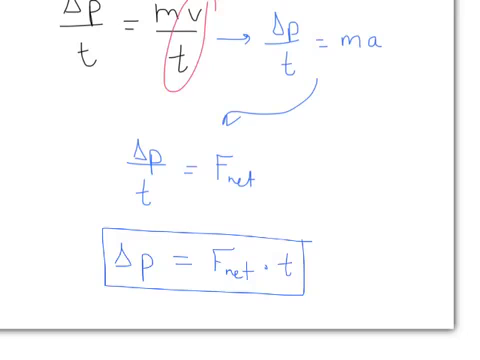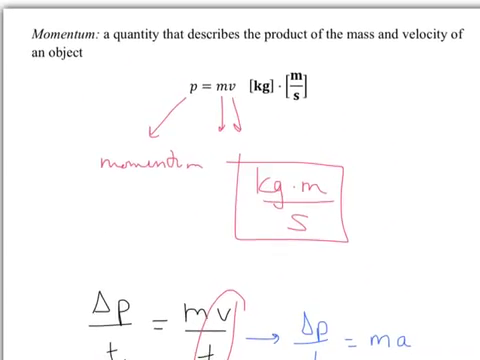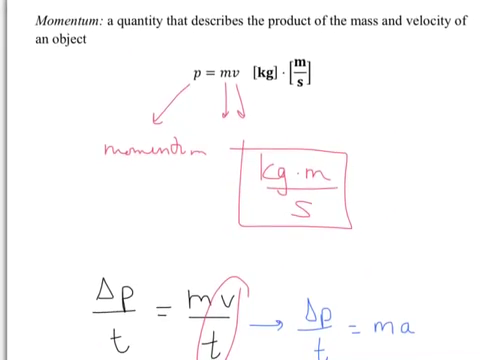Let's take a look at the first example. So we've got two formulas. Again, we've got delta P equals F times T, and then we've got the beginning formula that P equals mv. So depending on what we have in a problem, we have to choose one of those two formulas.